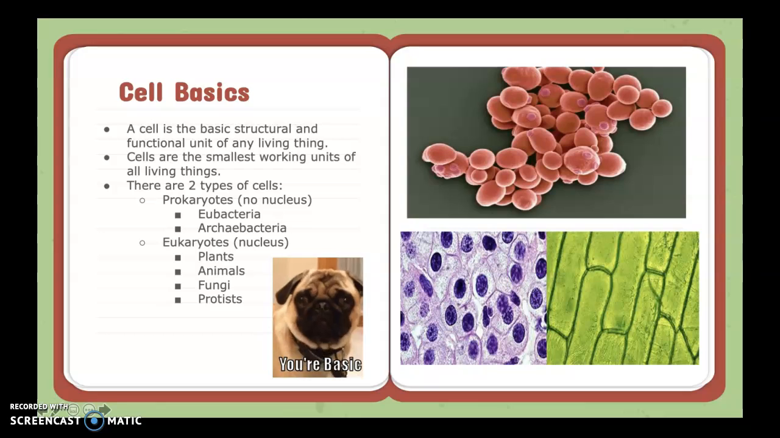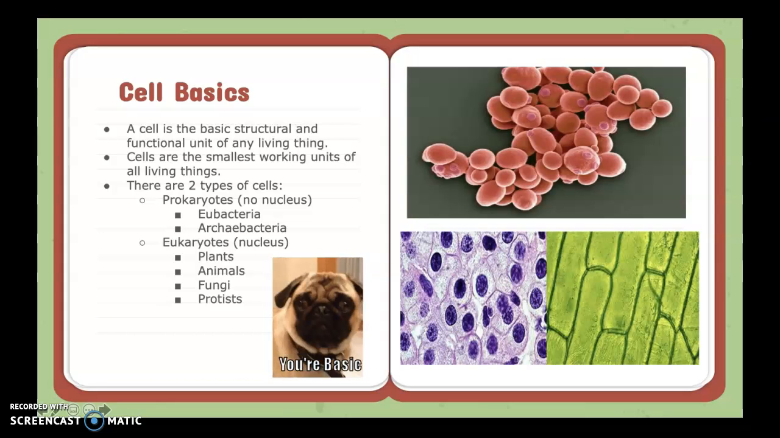Cells can be broken into two categories. The simpler ones are prokaryotes. Prokaryotes do not have a nucleus, and they also don't have specialized organelles in them. So they won't have things like lysosomes or chloroplasts. They also won't have things like Golgi bodies. The two kingdoms that fall under prokaryotes are bacteria, or eubacteria, and archaeobacteria. Those are the two kingdoms that prokaryotes include.